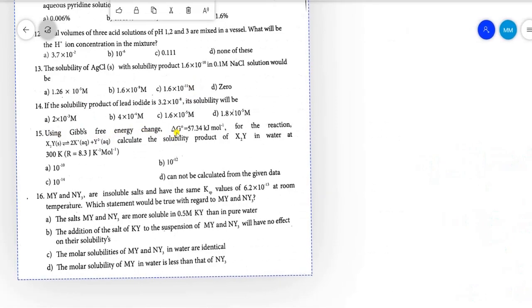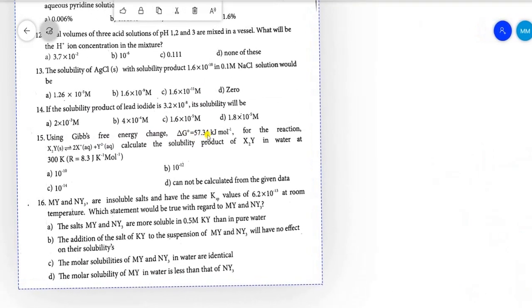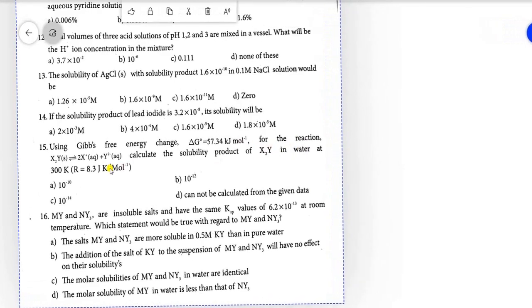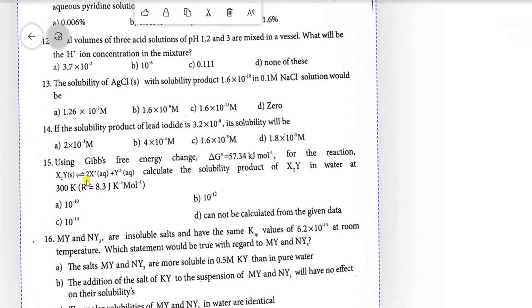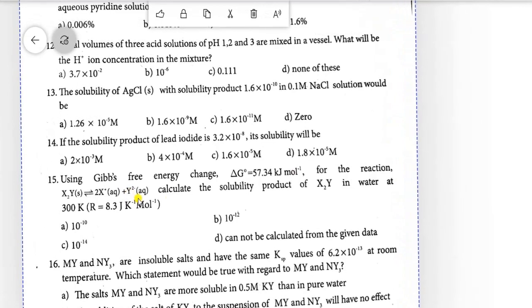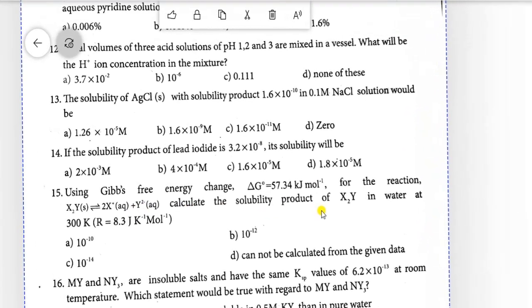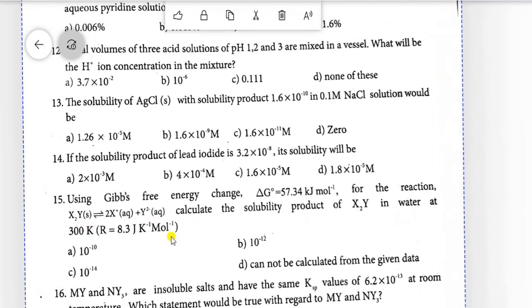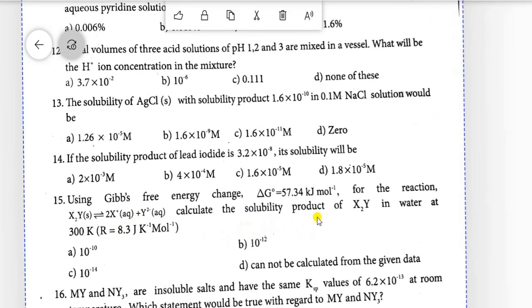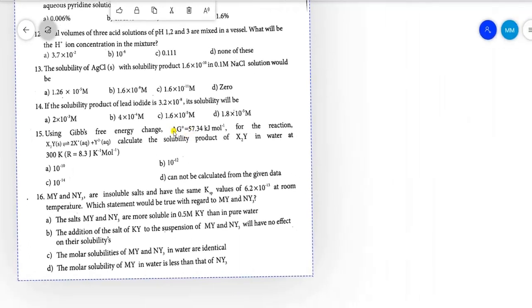Using Gibbs free energy change, del G naught is equal to 57.34 kilojoule per mole. For the reaction X2Y solid dissociating to give 2X minus plus Y2 minus, calculate the solubility product of X2Y in water at 300 Kelvin. The question is the solubility product of X2Y. To find out the solubility product of X2Y, what are the values you have to know? Is there any relation between the solubility product and other things? The del G value is given. Del G is the Gibbs free energy change.